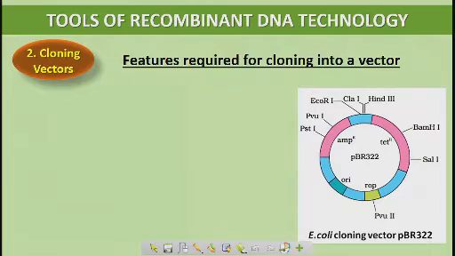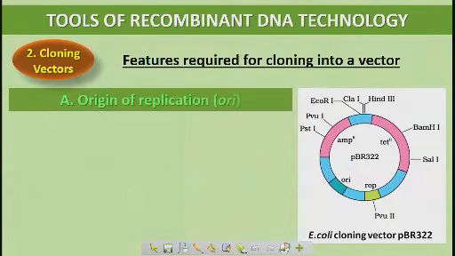This is the structure of a cloning vector, which is known as pBR322. This cloning vector is present inside the E. coli cell.